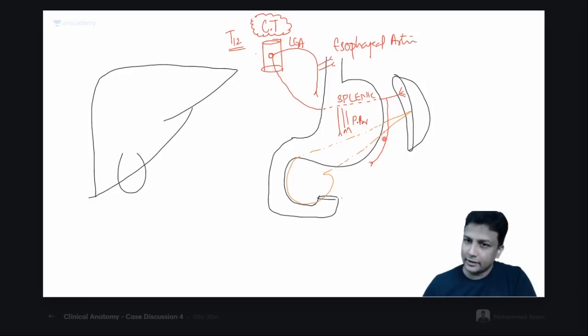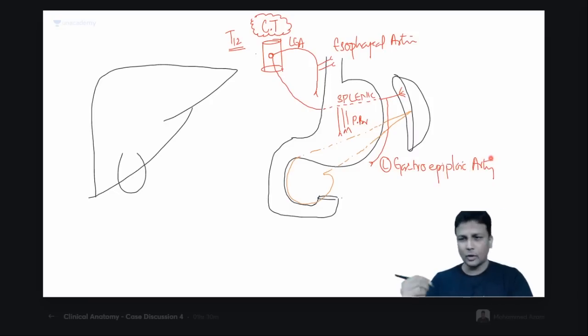And it is also giving one more branch along the greater curvature of the stomach, and that will be, first of all, the left gastroepiploic artery. Gastro means to the stomach, epiploic means to the omentum. It supplies the stomach as well as the omentum. So that is why it is the gastroepiploic artery.